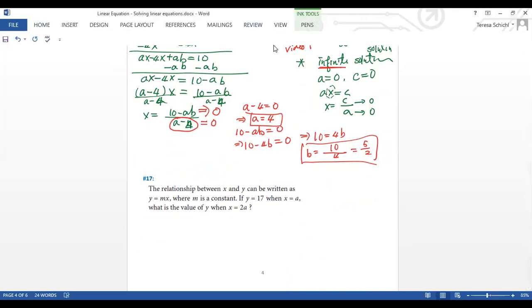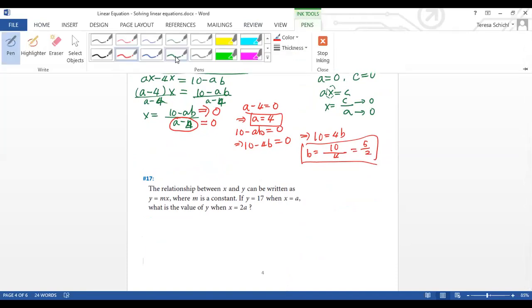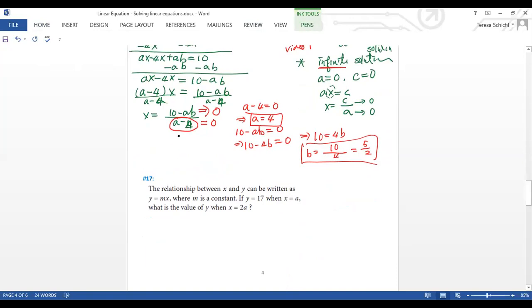Let's take a look at number 17. Let's say the relationship is y equal to mx, where m is a constant. If y equal to 17 when x equal to 8, what is the value of y when x equal to 2a? Okay, so 17 is equal to what when x equal to a? So it's ma here, right?